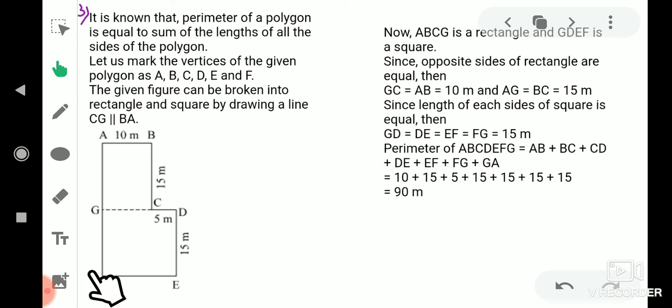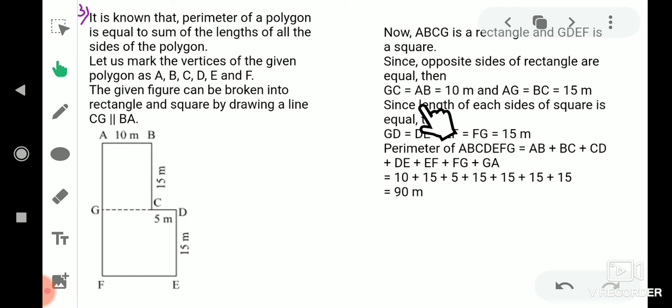GDEF is automatically a square because this side is 15 meters, and this side is 5 plus 10, that is 15. This is 15, this is 15, and the opposite sides will also be equal to 15. So this is a square of side 15 meters, and this is a rectangle of length 15 meters and breadth 10 meters.